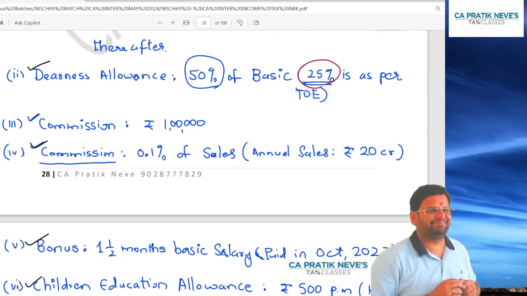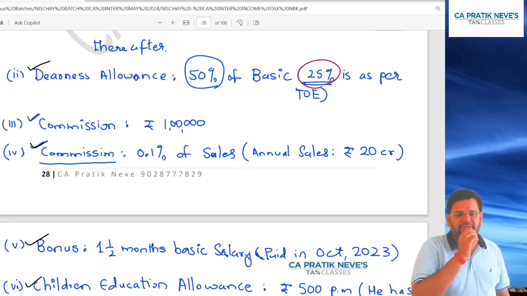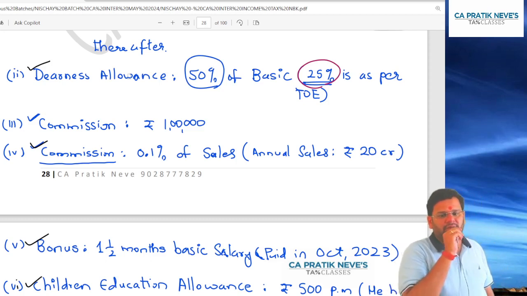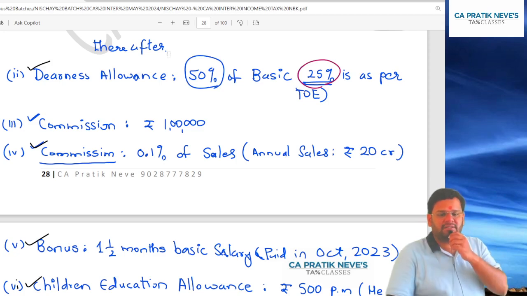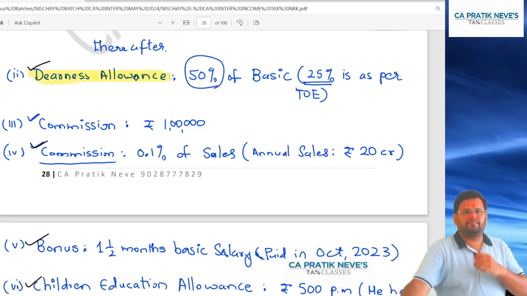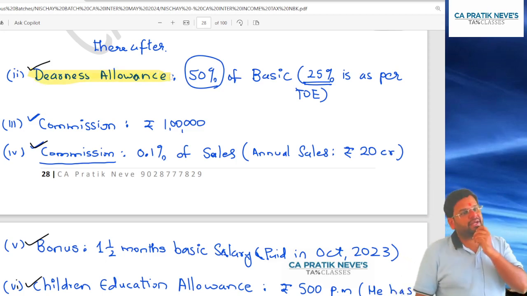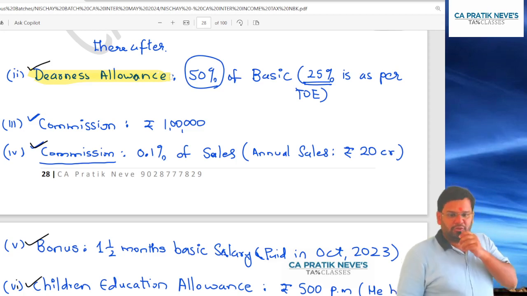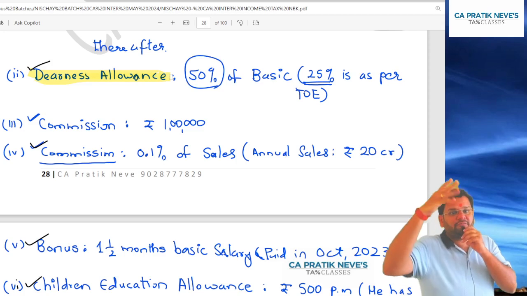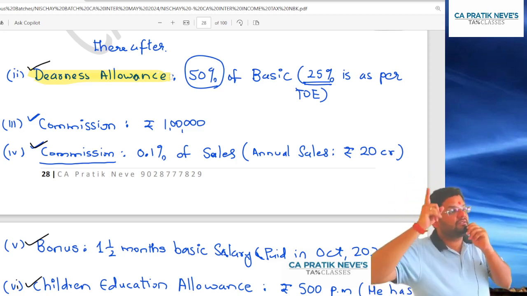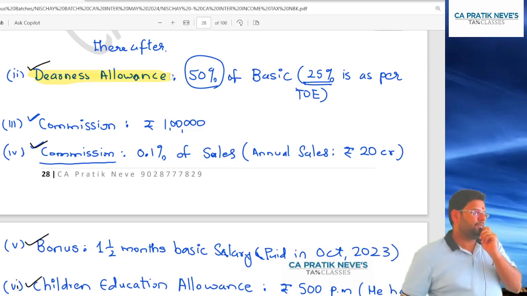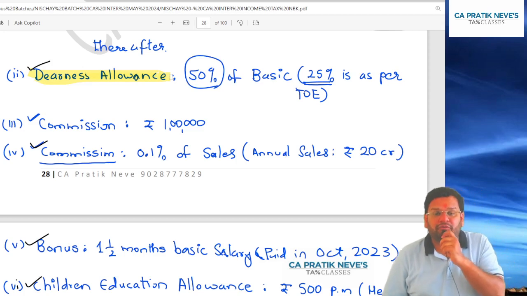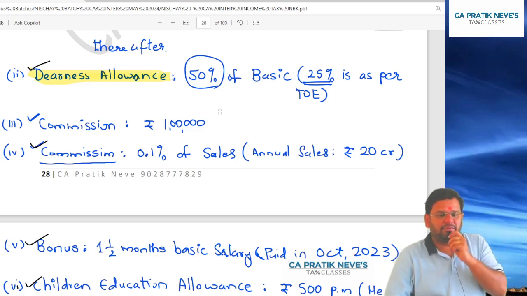Dearness allowance is 50% of basic. In brackets, please write 25% as per terms of employment. So friends, DA will be fully taxable. Don't consider the 25%. That 25% will be considered while computing salary for HRA, but while taxing, you will tax 50% of basic.